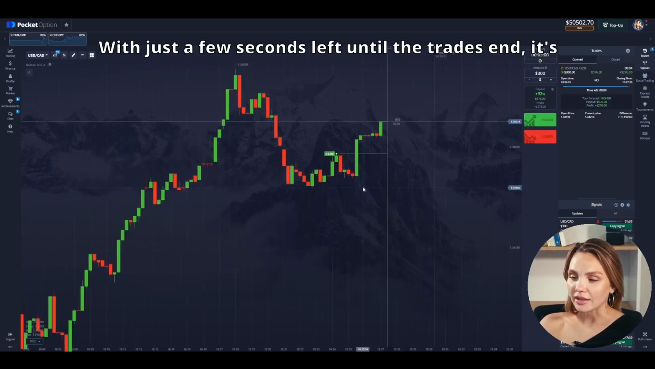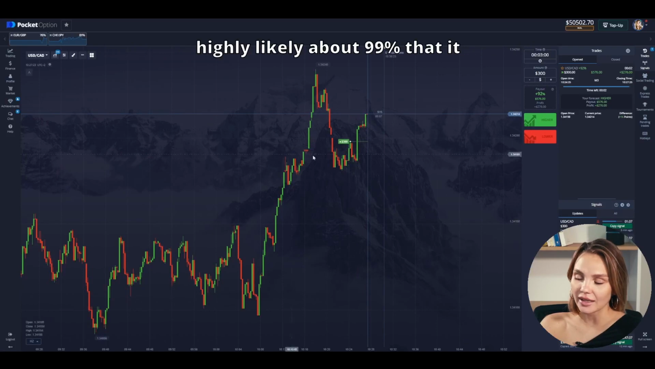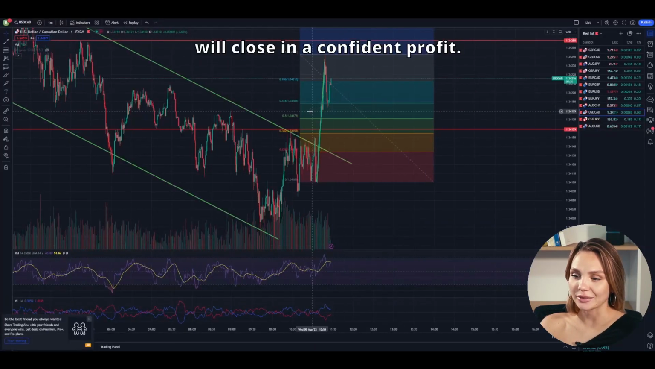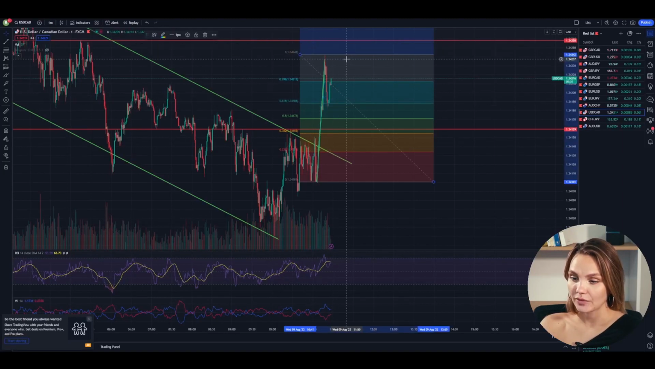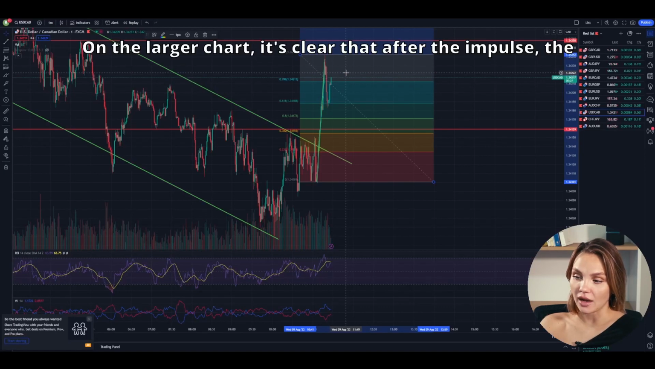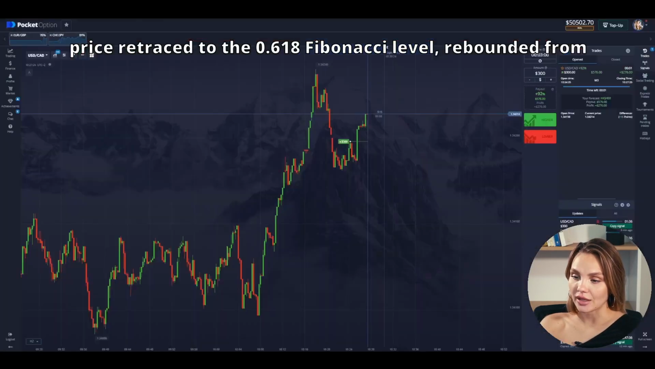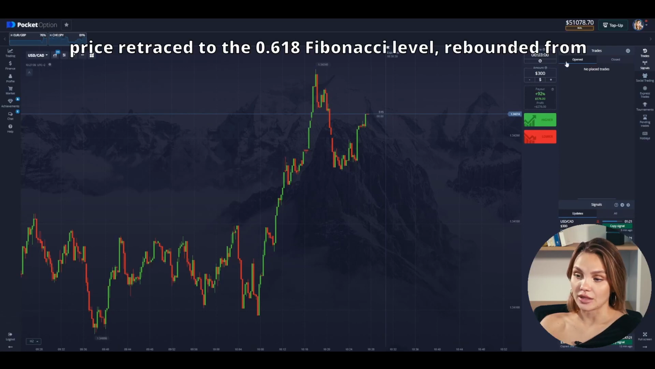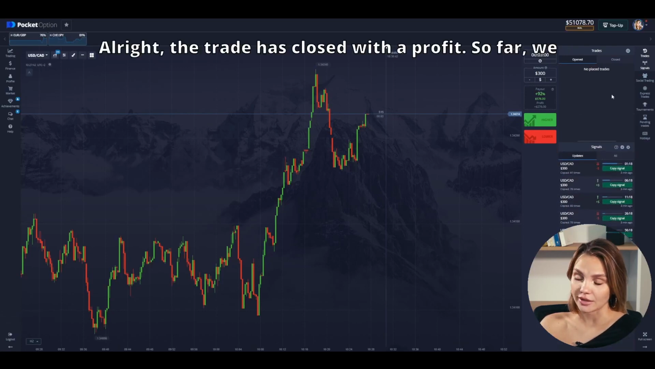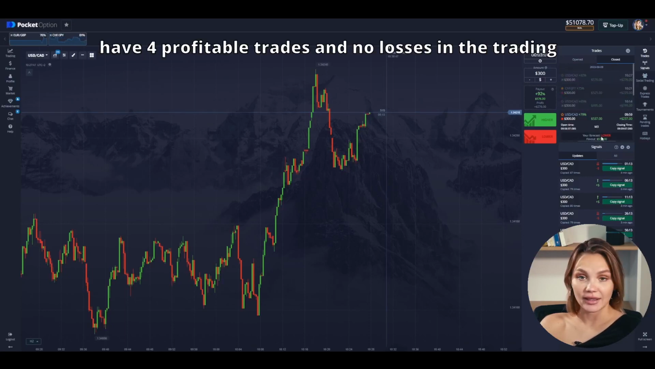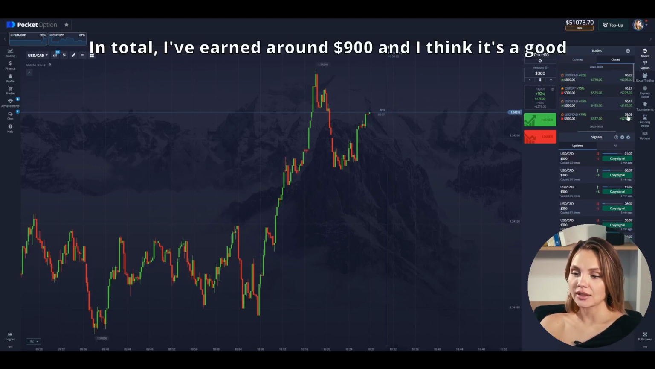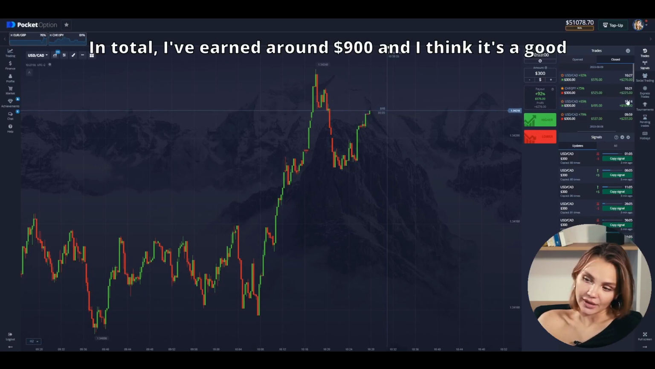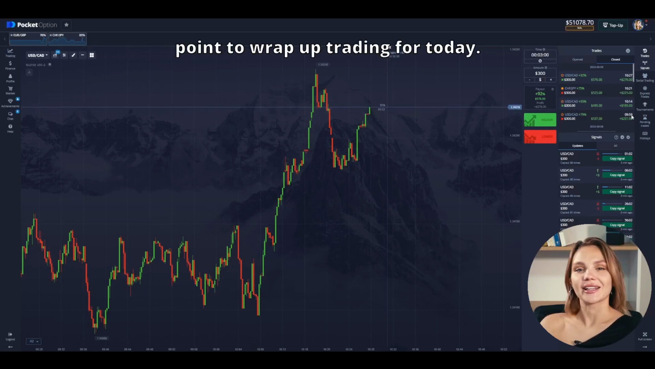With just a few seconds left until the trade's end, it's highly likely, about 99%, that it will close in a confident profit. As you can see, the analysis worked very well. On the larger chart, it's clear that after the impulse, the price retraced to the 0.618 Fibonacci level, rebounded from that level and started rising. Alright, the trade has closed with a profit. So far, we have 4 profitable trades and no losses in a trading session lasting about 20 minutes. In total, I've earned around $900, and I think it's a good point to wrap up trading for today.